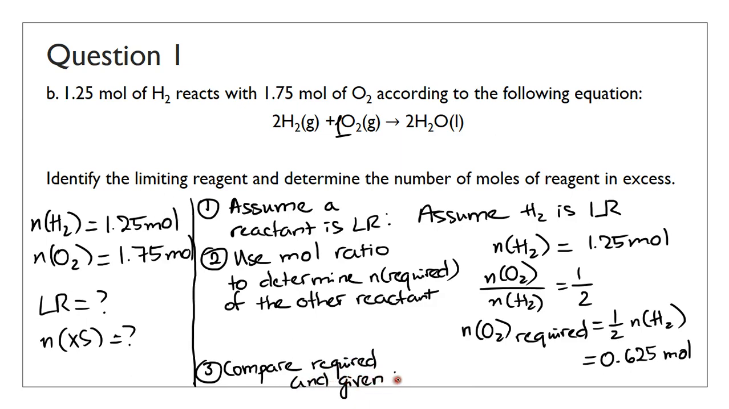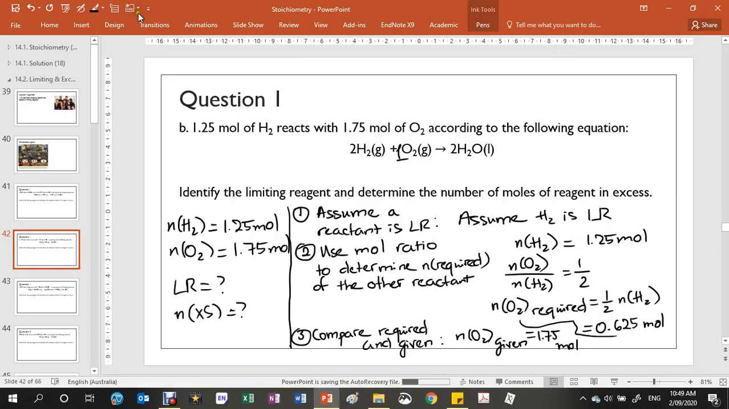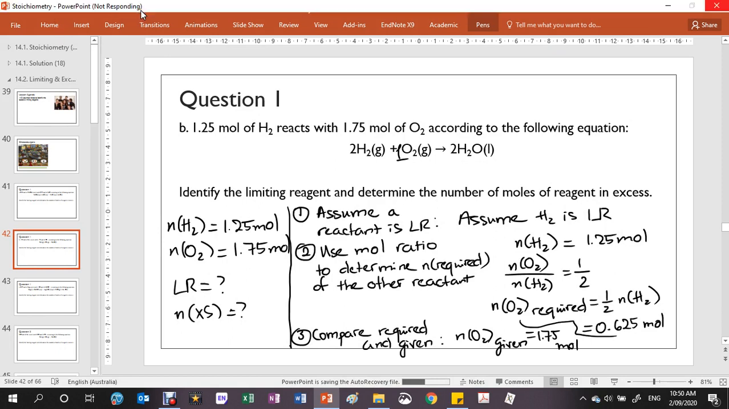Okay, so if you compare these two values, you can see that the nO2 given is actually 1.75 mole. So obviously you are given more than the amount required. I need to create another slide, actually, give me a second. So the amount given is more than the amount required. Therefore, oxygen is going to be the substance in excess in this case, and hydrogen is actually the limiting reagent.